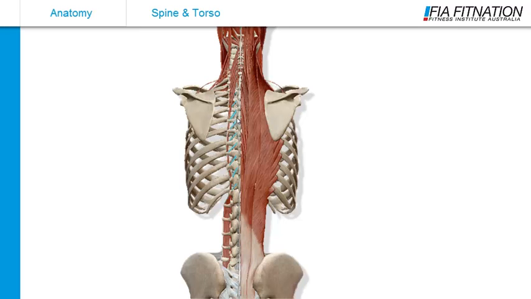What is interesting about these muscles is that they have a very high density of muscle spindles, and muscle spindles are sensory receptors which detect any change in muscle length. So there is some thought that they do contribute to overall proprioception or spatial awareness, and have a proprioceptive role.